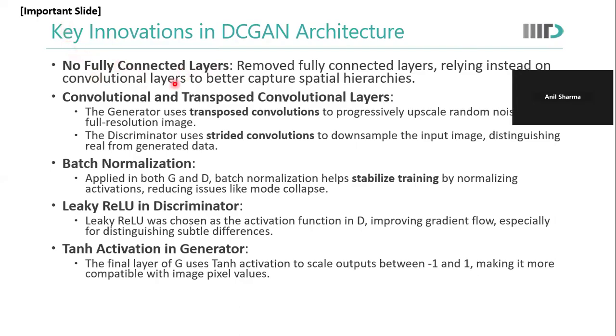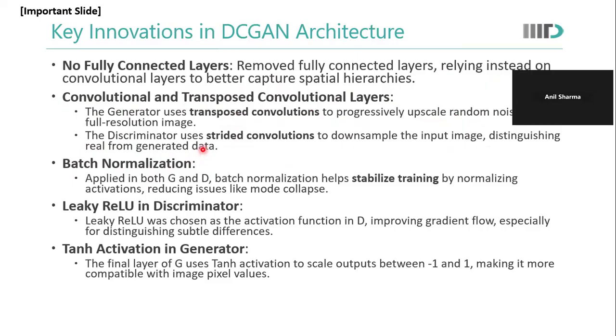So it doesn't use fully connected layers; it removes fully connected layers in favor of convolution layers to better capture the spatial hierarchies. Okay, so now there are two things: convolution layers and transpose convolution layers. The generator uses transpose convolution to progressively upscale the random noise to a full resolution image, whereas the discriminator uses strided convolution to downsample the input image and distinguish the real from the generated data.